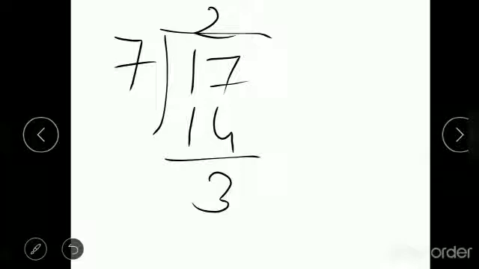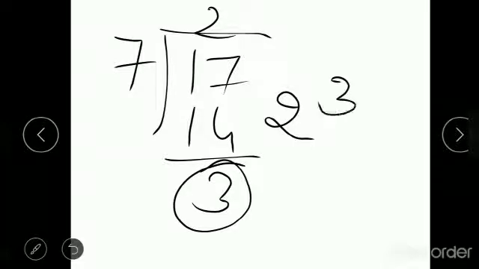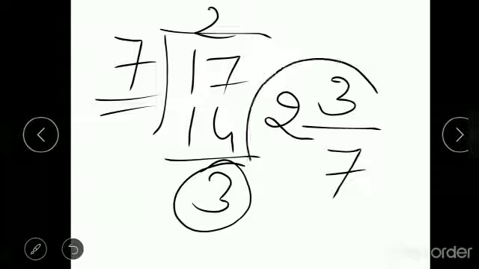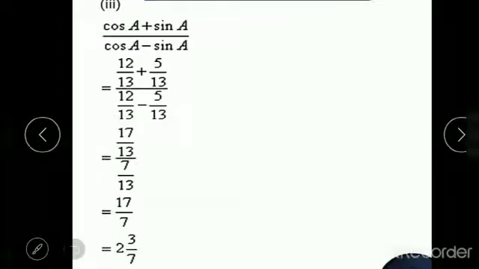So how will you convert this to mixed fraction? You will write the quotient first, then the remainder in the numerator divided by the divisor in the denominator. So that is 2, the remainder is 3, and the divisor is 7. So 2 into 3 divided by 7 is the answer. So when you convert 17 divided by 7 to the mixed fraction, you get 2 into 3 divided by 7. That is the answer. Okay, did you understand this? Okay, we'll move on to the next one.